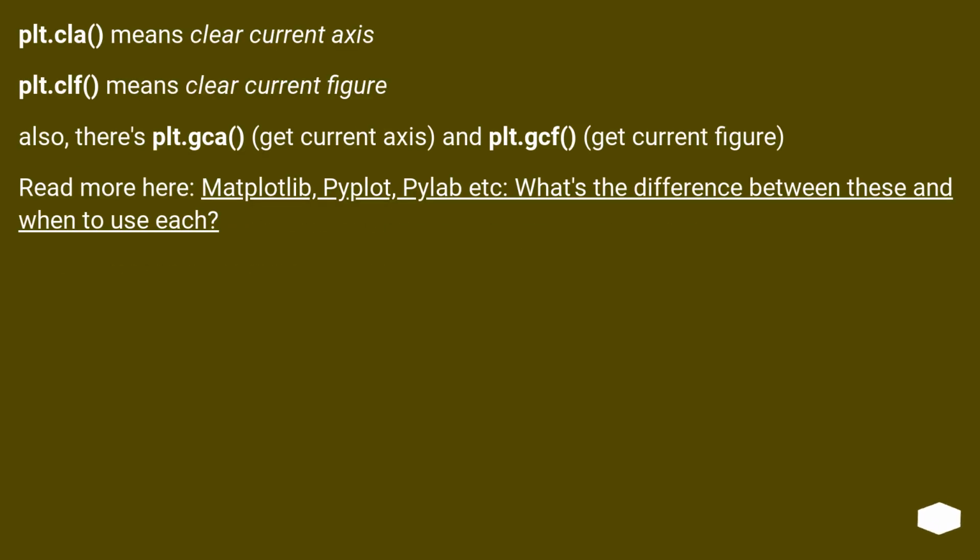plt.cla means clear current axis. plt.clf means clear current figure. Also, there's plt.gca, get current axis, and plt.gcf, get current figure. Read more here: matplotlib, pyplot, pylab, etc. What's the difference between these and when to use each?